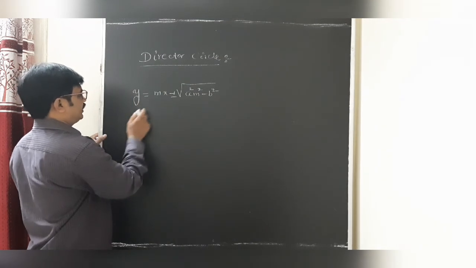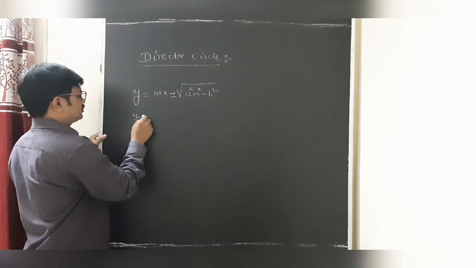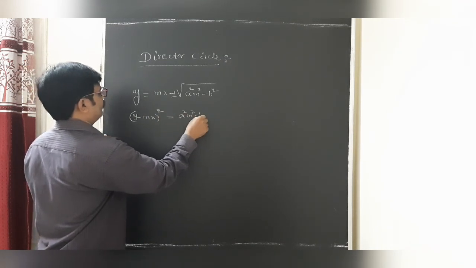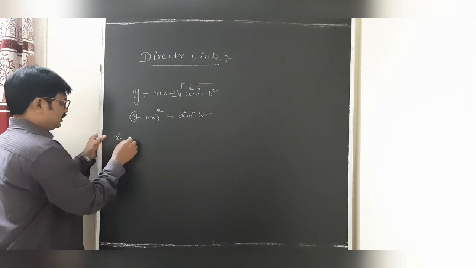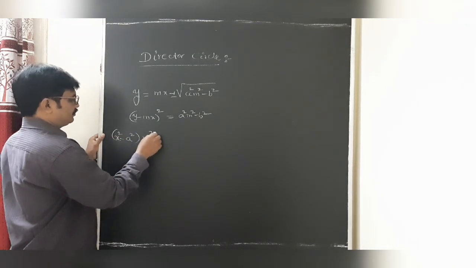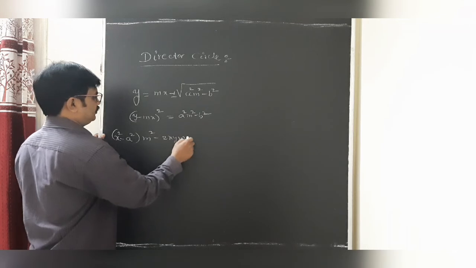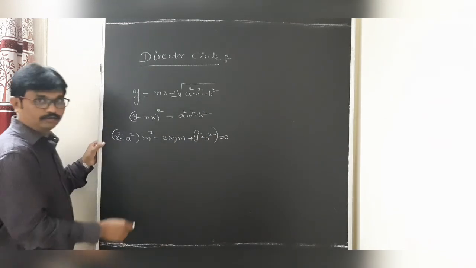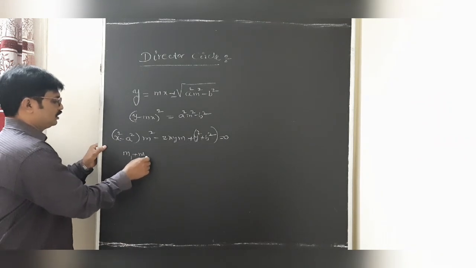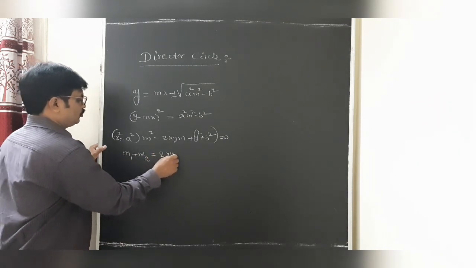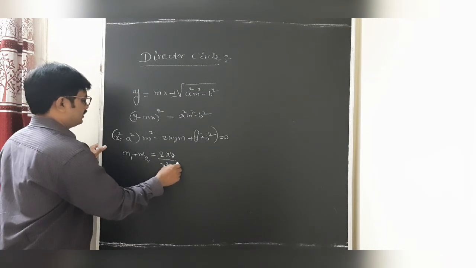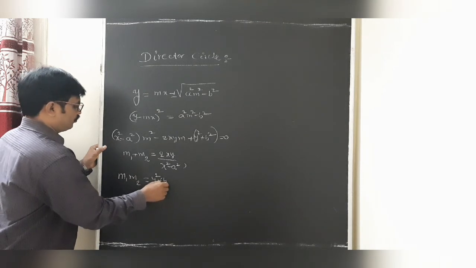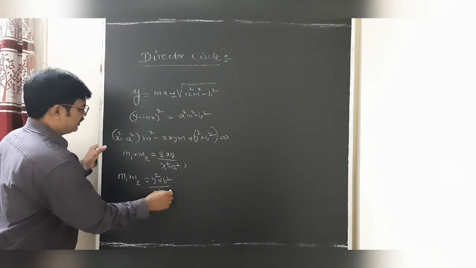My dear students, when we are taking this, it is (y minus mx) whole square equal to a square m square minus b square. This is (x square minus a square) into m square minus 2xym plus y square plus b square. Now we have to find the sum of the slopes. The sum of the slopes is 2xy by x square minus a square. So, students, the product of the slopes is y square plus b square by x square minus a square.